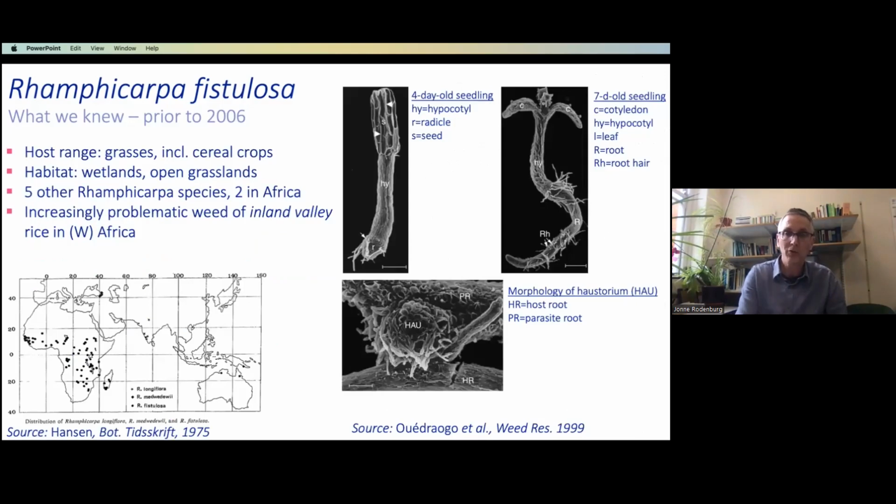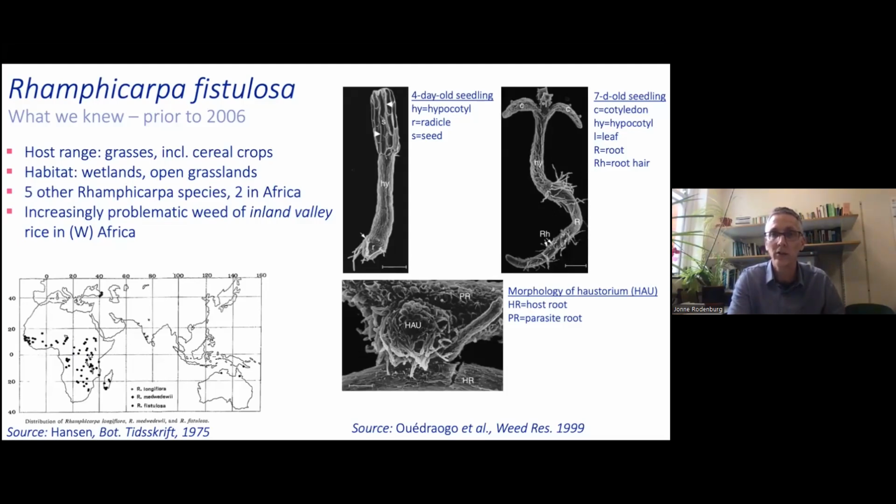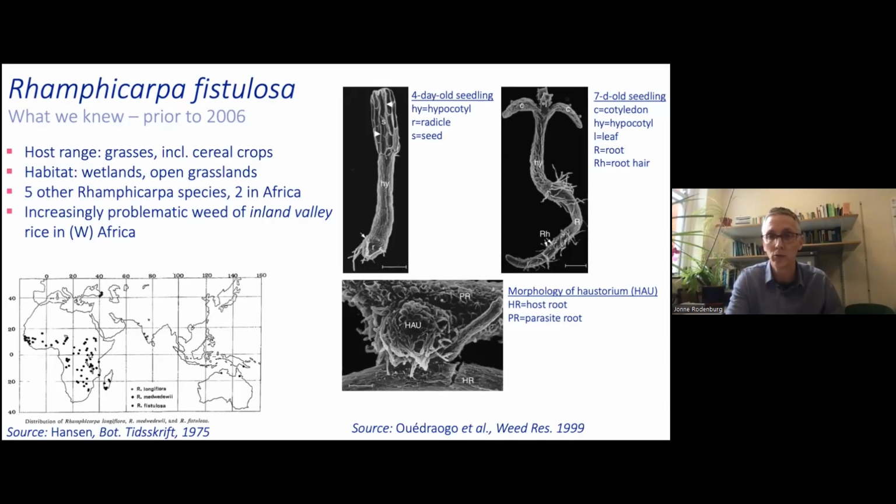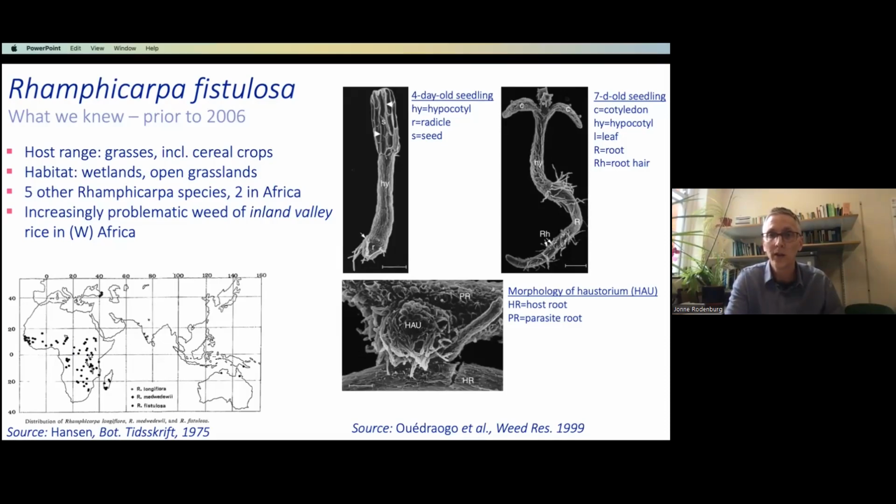So this part of what we knew in 2006 was based on these publications. For instance, you can see how the parasite looks in the early stages, the 4-day-old seedlings and 7-day-old seedlings, and also a microscopic image of the haustorium, that is the connecting organ that connects the parasite to the host root, which you can see here on the right-hand side in detail.